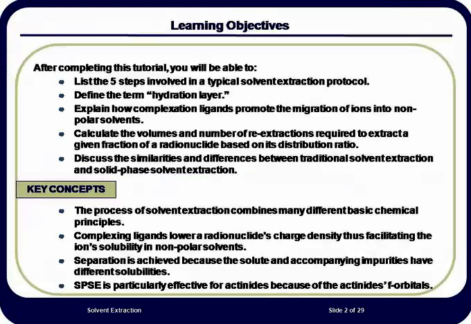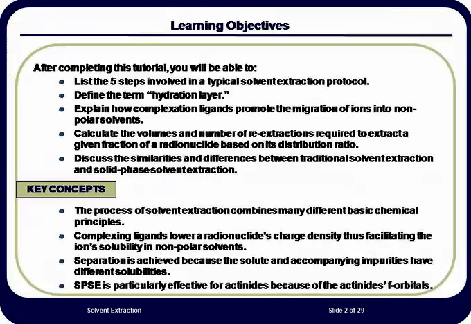Explain how complexation ligands promote the migration of ions into nonpolar solvents. You should be able to calculate the volumes or the number of re-extractions required to extract a given fraction of a radionuclide based on its distribution ratio. You should be able to discuss the similarities and differences between traditional solvent extraction and solid-phase solvent extraction.